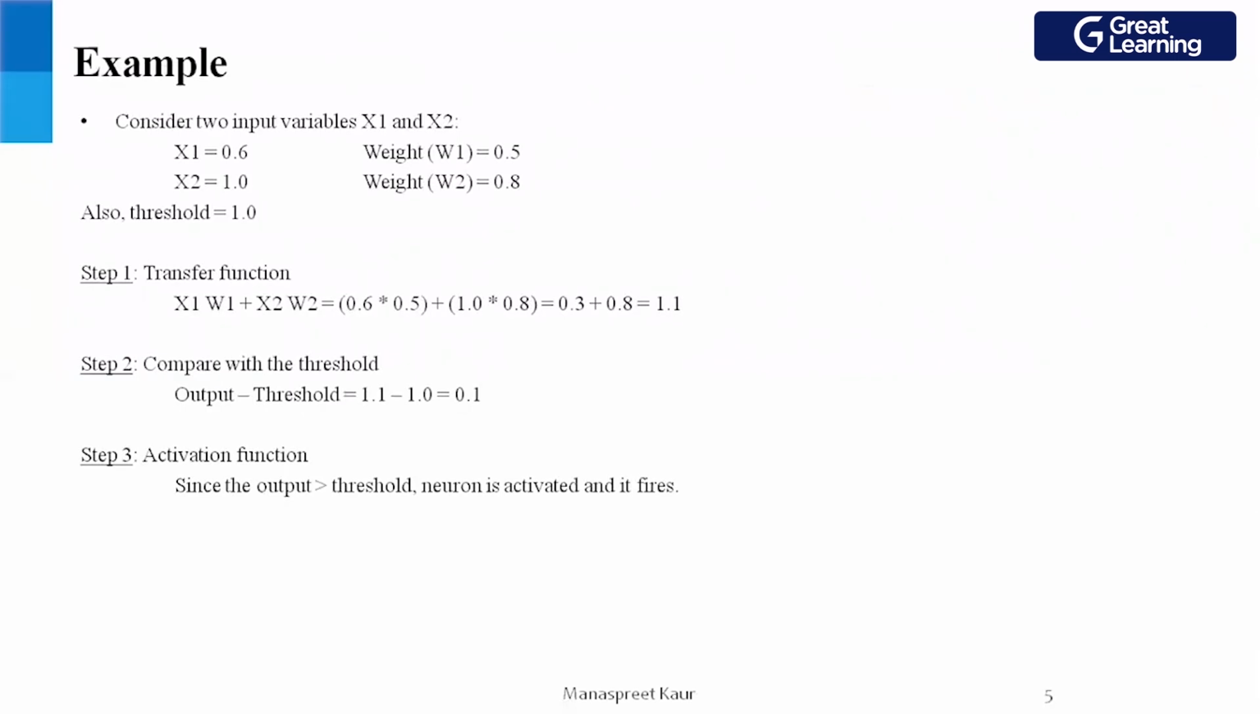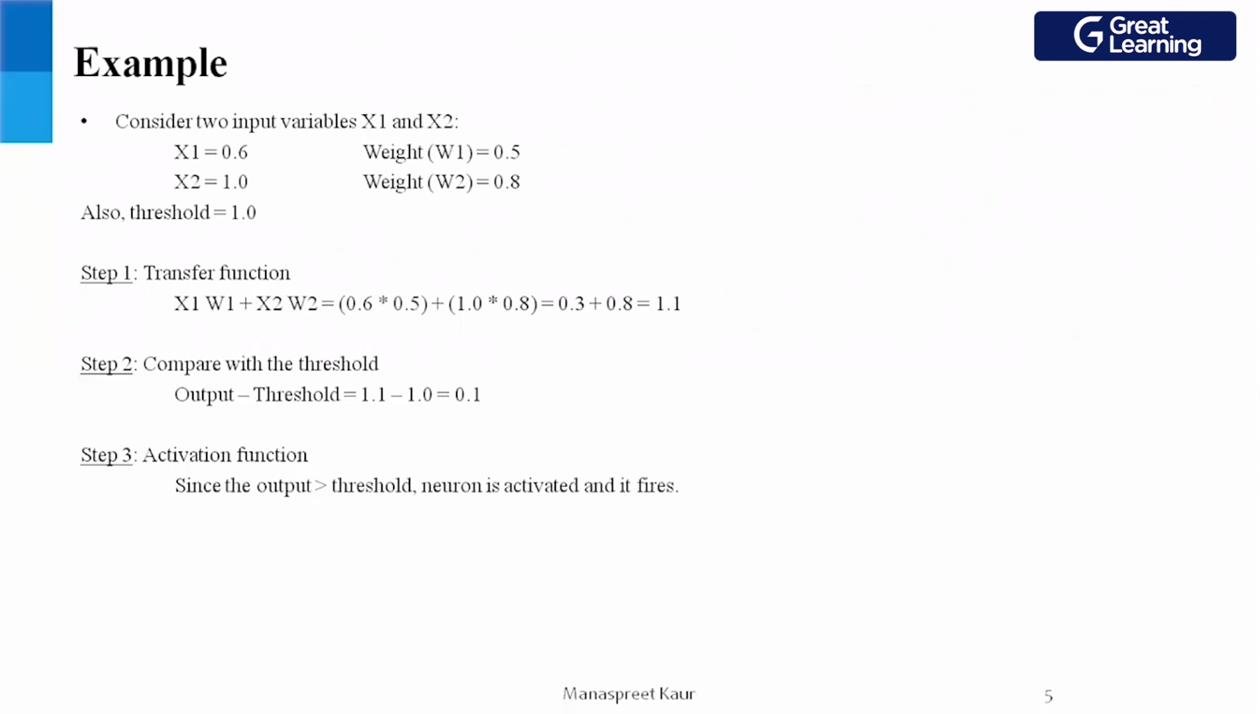This is not what actually happens in the neural network, because there a derivative of the error function is calculated. So the error function is nothing but the difference between the actual output and the desired output. A derivative of that is calculated and passed back to the neural network, but I put this example only to show you how the threshold works.